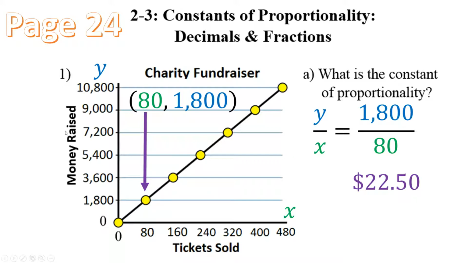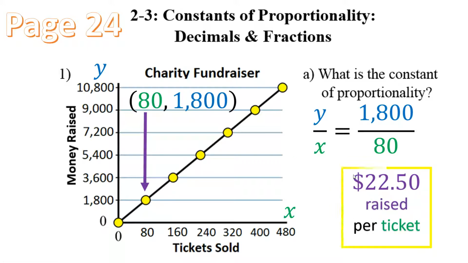And because the y-axis is money raised, we know this is $22.50 per each ticket that's sold. So for this charity, $22.50 is raised per ticket that is sold.